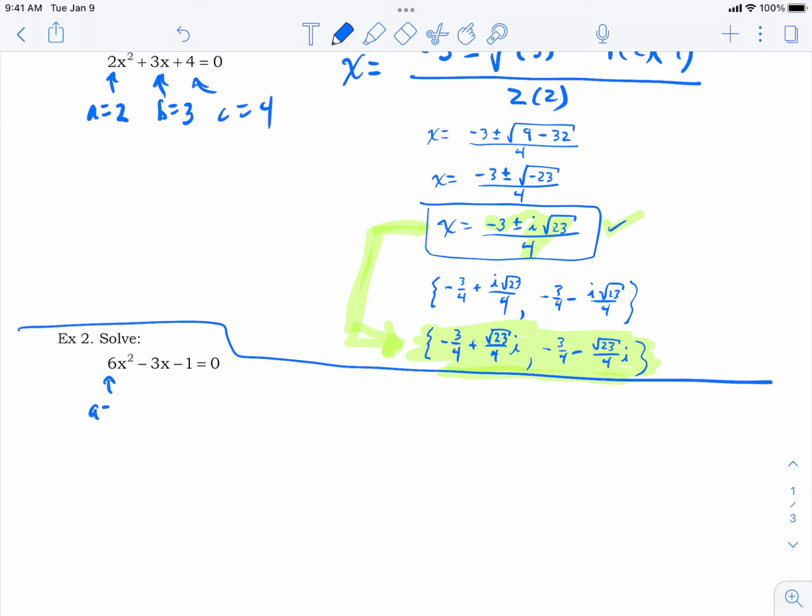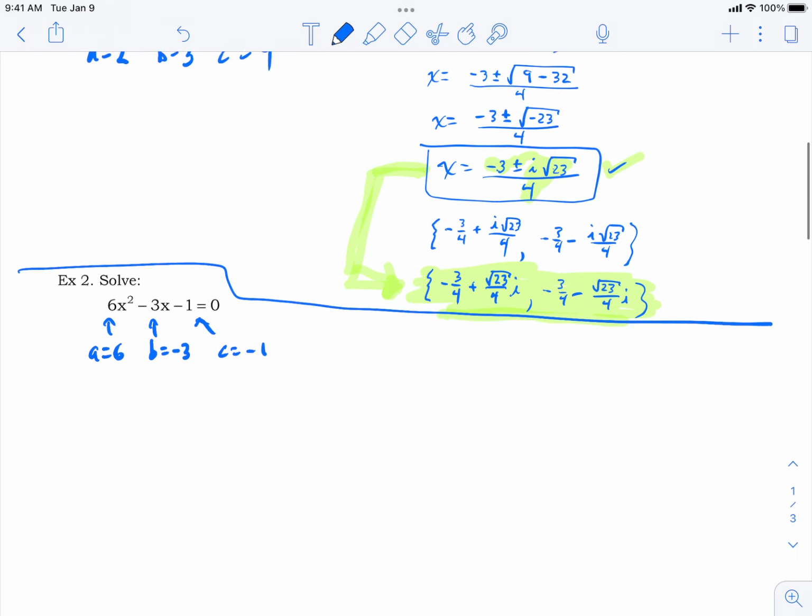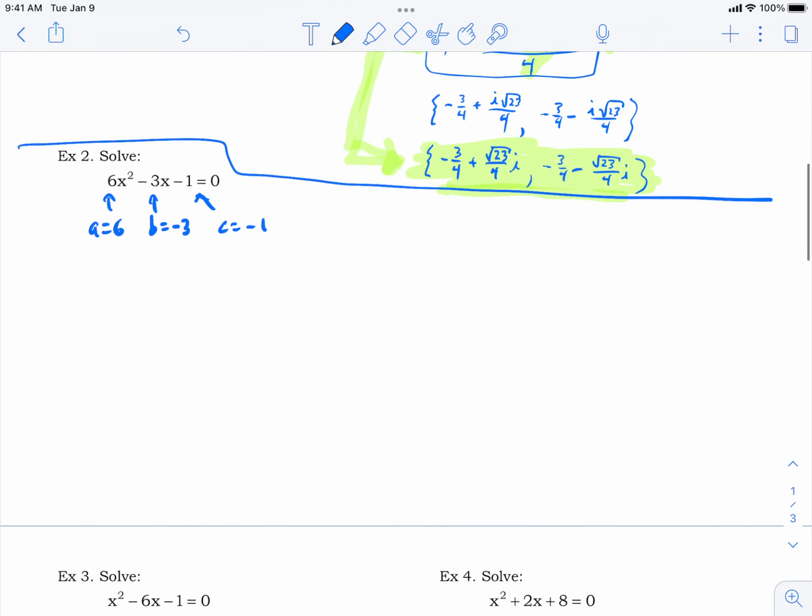I guess the A would be 6. Notice the B would be -3, and the C here would be -1. So some of our coefficients here are negative, so that's a little different, I guess. But using the same formula, which is way off the screen, so let me just write it here: -b plus or minus square root b squared minus 4ac, that whole thing over 2a.